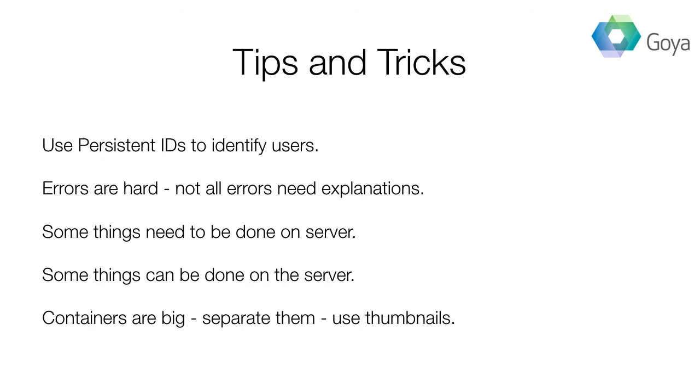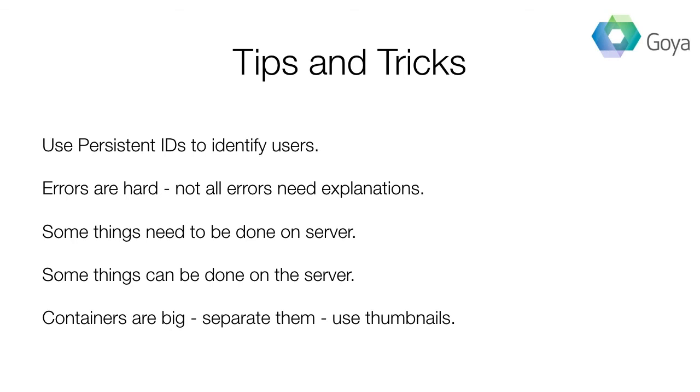Tips and tricks, some things that we've picked up. Use persistent IDs to identify users. That's actually really handy, even though it's not wholly persistent. When you delete FileMaker and reinstall it, you get a new persistent ID. It is really handy for being able to identify that this is a particular user. So you can use that to say, do I need to pull all these records off the server because I know they belong to this particular user? No, I don't need to pull some records off the server.